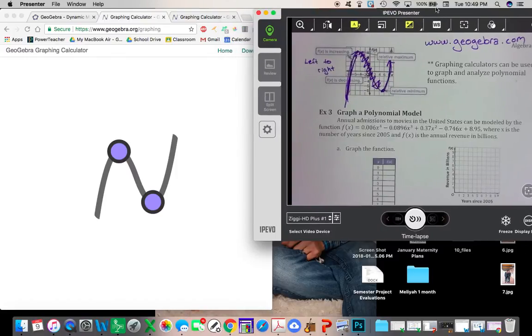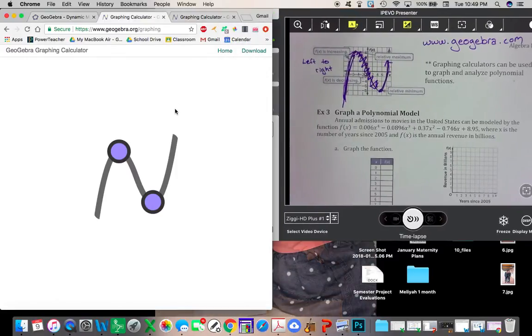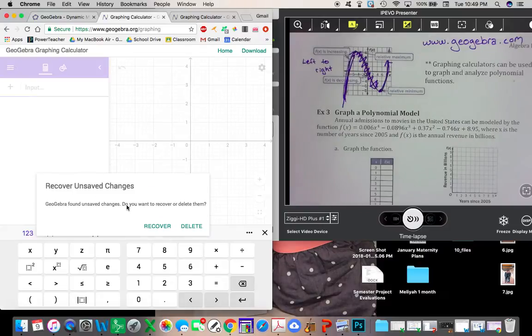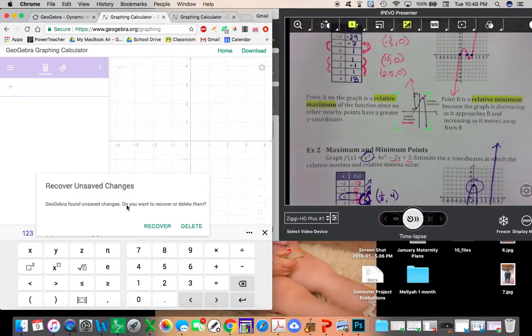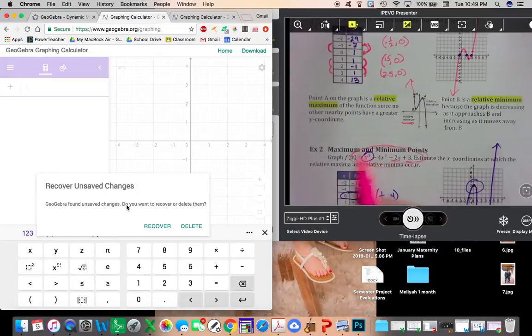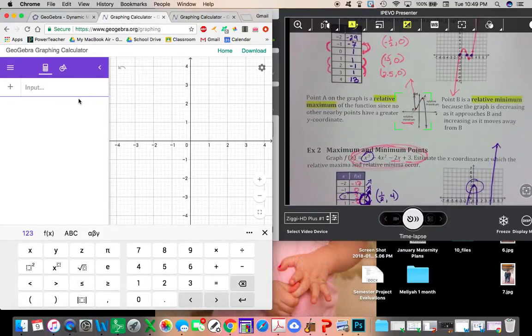That's what we want. Okay, I'm going to put my document camera over here so you guys can see what I'm doing all at the same time. It takes a second to load. I'm going to go ahead and graph this bottom equation down here. Okay, so this one right here: x cubed minus 4x squared minus 2x plus 3. I'll show you how to enter that in.